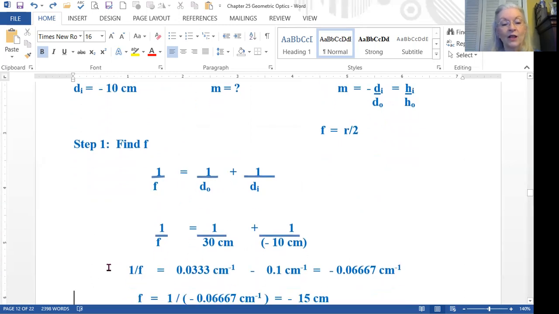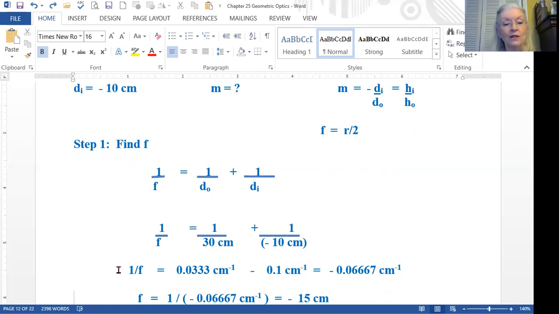1 divided by 30 gives us 0.0333. 1 over 10 is 0.1. So 0.0333 minus 0.1 gives us negative 0.06667. Notice that I kept the units of centimeter. You don't have to convert to meters unless they tell you to.